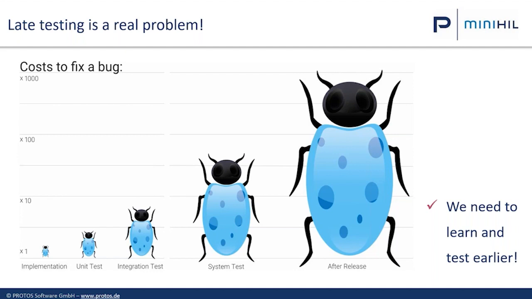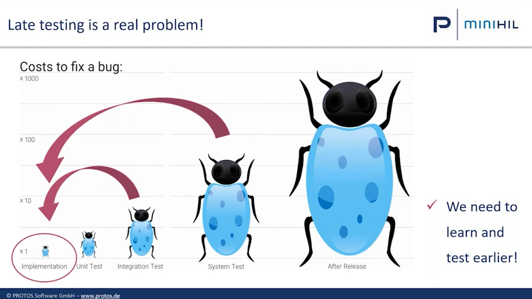So what we do with the mini-hill, we bring a huge part of the system test and the integration test to the developer, to the desktop of the developer, while he's developing it, and reduce the turnaround cycles for testing to minutes instead of weeks or months. So that's the basic motivation for the mini-hill.